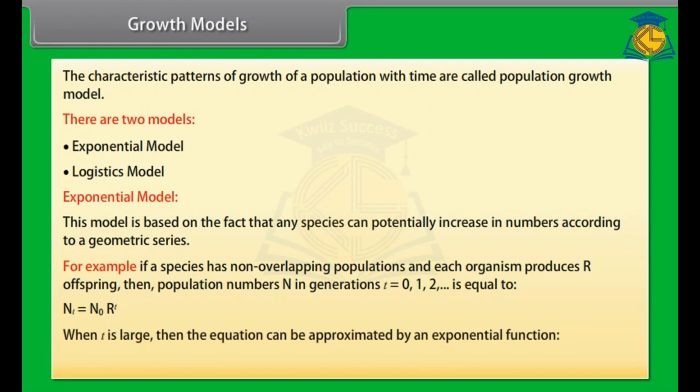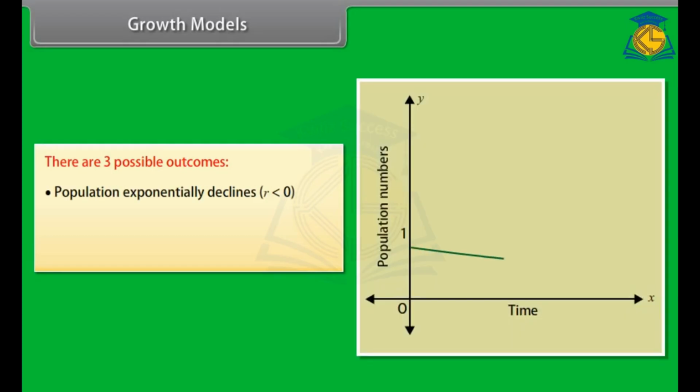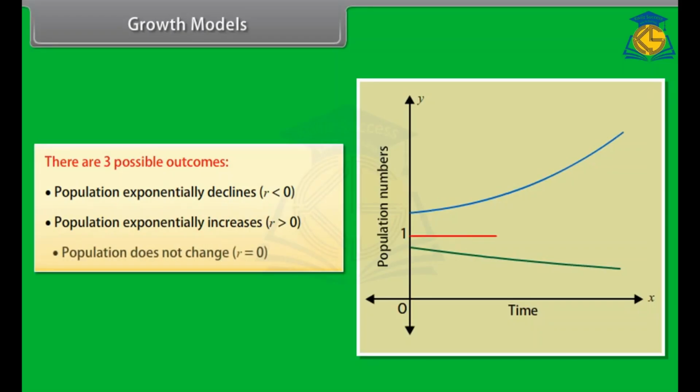When t is large, then the equation can be approximated by an exponential function. Nt equals n0 e raised to the power rt. There are three possible outcomes: population exponentially declines, population exponentially increases, population does not change.